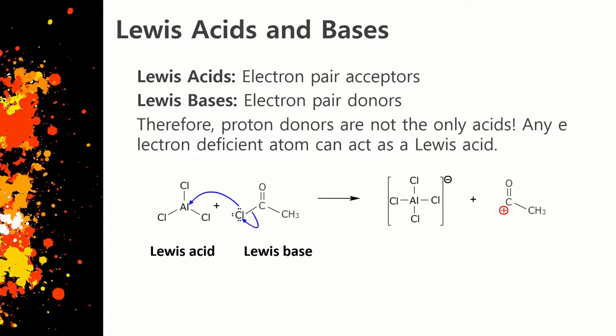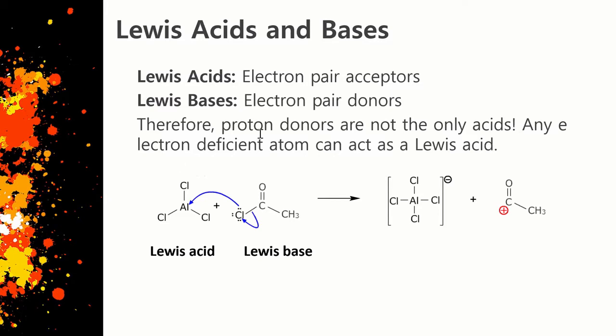The other definition that we're looking at is Lewis acids and bases. If we go into the definition of Lewis acids and bases, it's a little bit different, but underneath it's basically the same principle. So Lewis acids are electron pair acceptors, and Lewis bases are electron pair donors. Therefore, proton donors are not the only acids. And I think that's the key point here for Lewis acids and bases. So you will have acids and bases that are not proton donors according to what we just defined from Bronsted-Lowry.